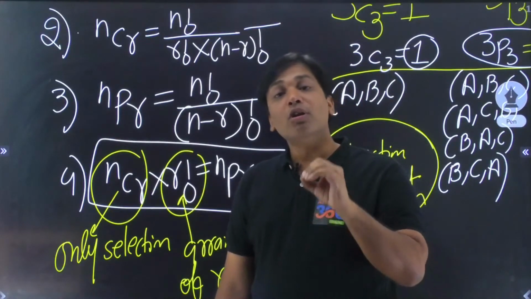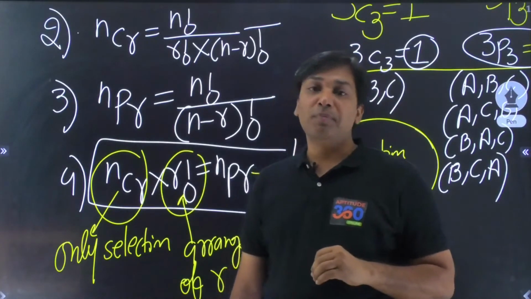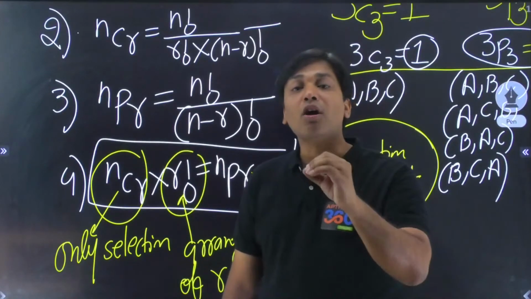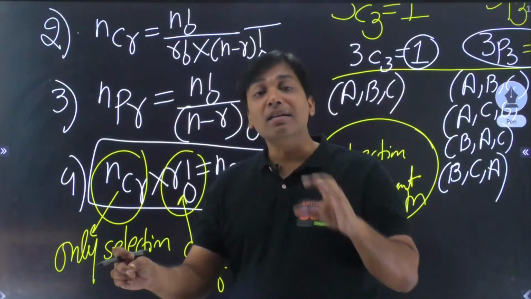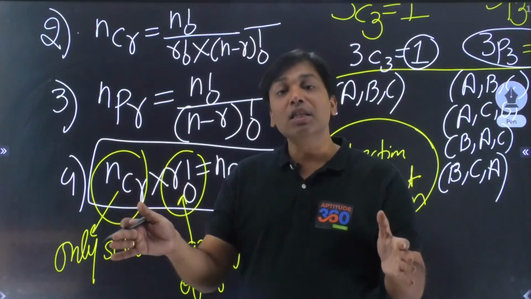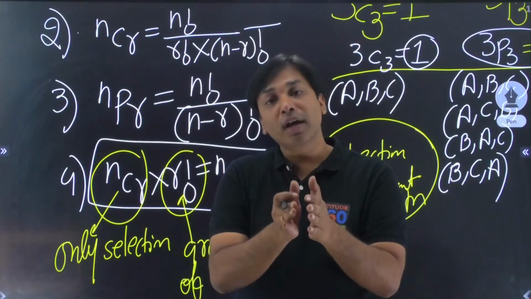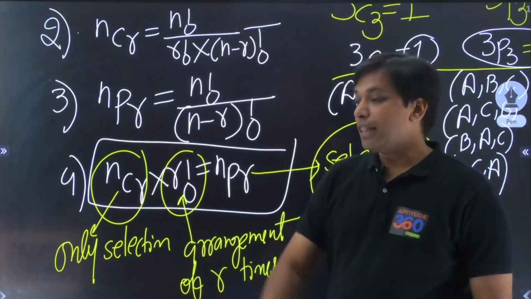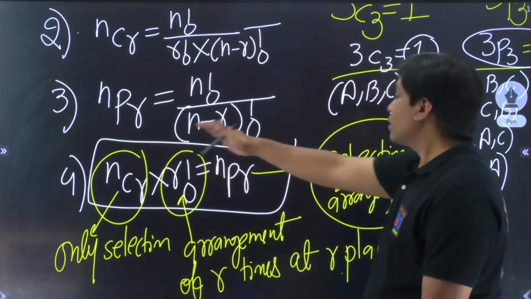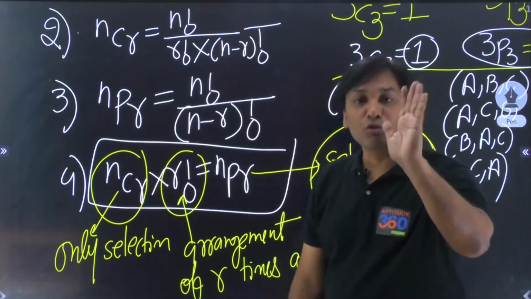Whenever you are concerned only with the selection part, you will be using combination. Whenever you are concerned about selection and arrangement both, then you will be using the formula of NPR. Do we understand this thing? Let me know in the comment section if you're understanding the 4th formula, which you don't even have to use.